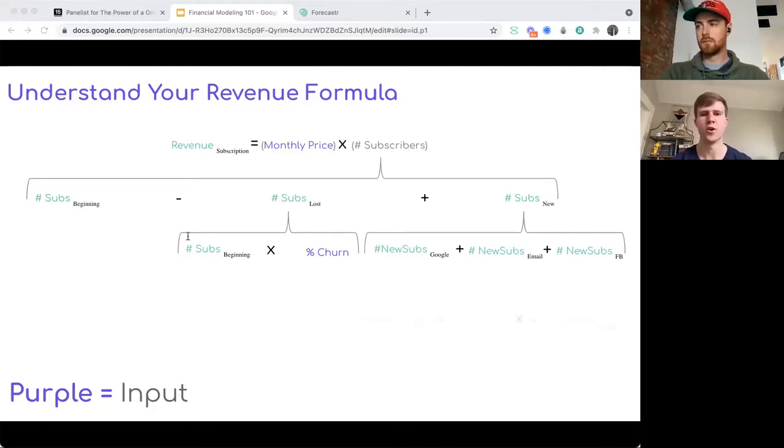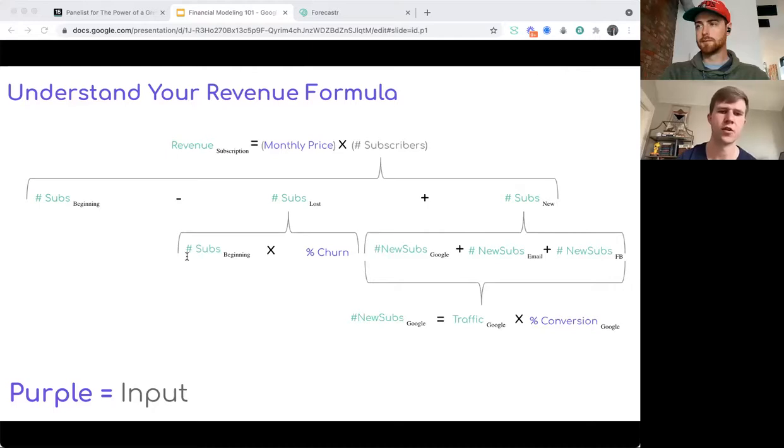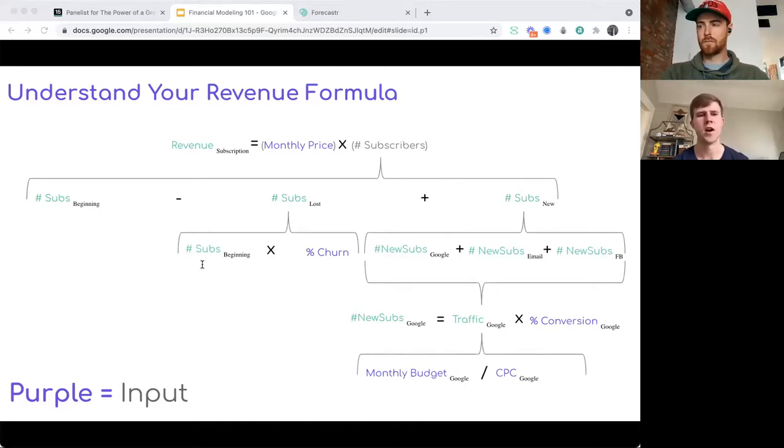So we can see that our new subscribers from Google is our traffic from Google multiplied by our conversion rate. Now, our conversion rate is going to be a purple input metric because we have indirect control over that. Our traffic, though, is something that we, in theory, can only control by our monthly budget divided by our cost per click. And both of these are purple input metrics. So if we wanted to increase or influence our traffic from Google, therefore our new subscribers, therefore our total subscribers, therefore our revenue, we can A, spend more money on paid ads, B, find cheaper keywords, or C, increase our conversion rate by trying to optimize it over time.